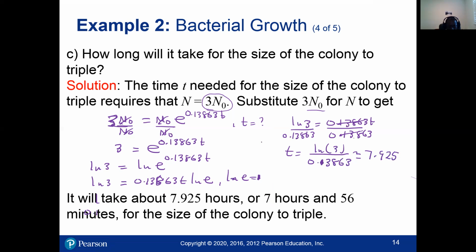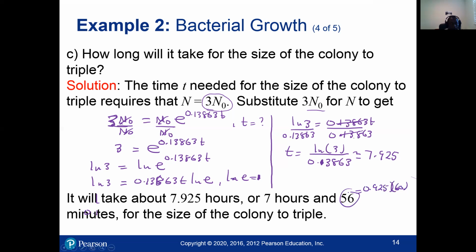Okay. So it takes 7 hours and 56 what? Minutes. Now, how do I get this 56? That is 0.925 times what? Times 60 minutes. And that's approximately what? 56.